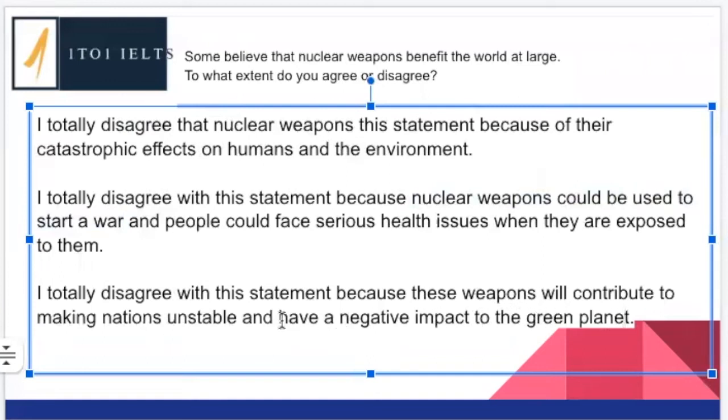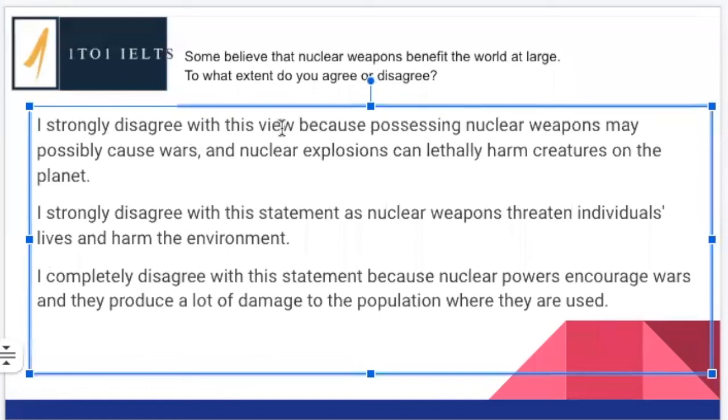Here you could maybe say have a negative impact on the planet, or on the environment. Either of those would work more naturally. Okay. So negative effect on the planet, and they make nations unstable. Two clear ideas. Good job.